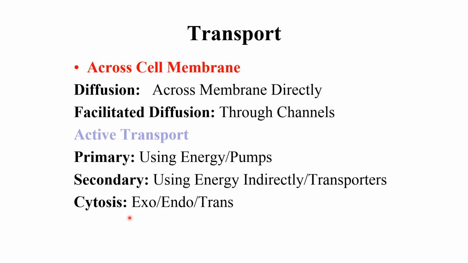Then another transport is called cytosis. Cytosis means the transport through the cell membrane by engulfing, by making bulges into the cell or outside of the cell. When the cell membrane bulges out, that is called exo. When the cell membrane bulges in, it is called endo.